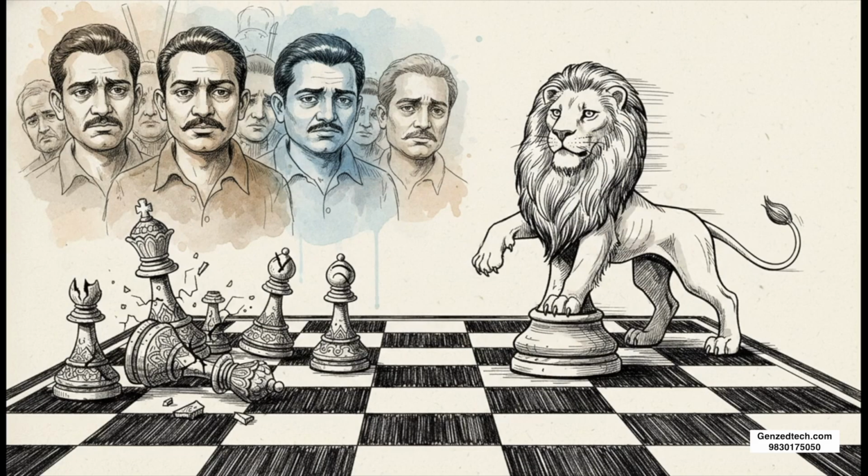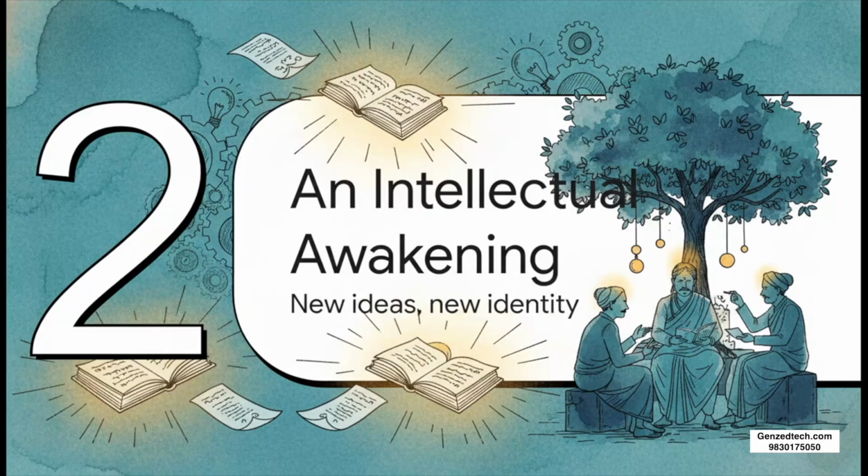But it wasn't just about the economy. At the same time, the British were taking over politically, dismantling the power of local rulers, the Nawabs and the princes. This created a deep resentment that wasn't just felt by the common person, but by the traditional ruling classes too. Okay, so you've got a whole lot of angry, frustrated people. But that alone doesn't build a nation, right? You need ideas, you need a vision. So let's move on and see how a massive intellectual awakening started to provide just that.